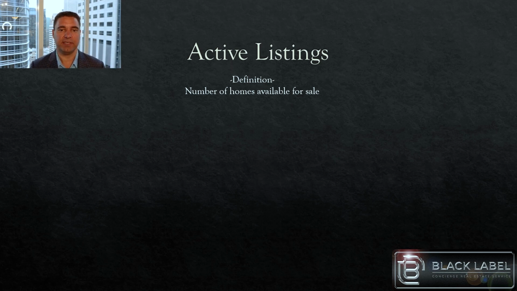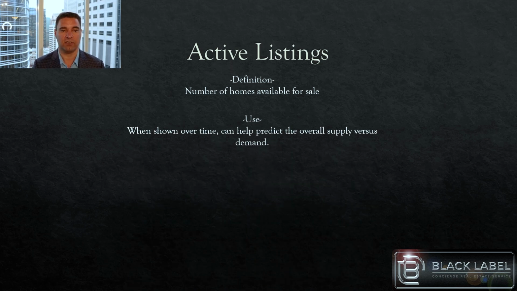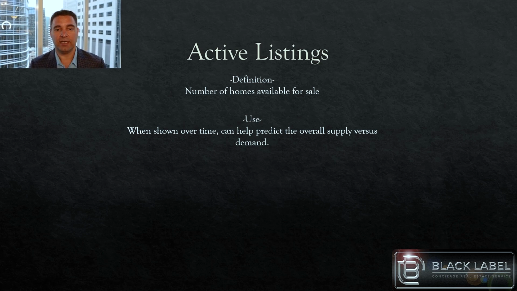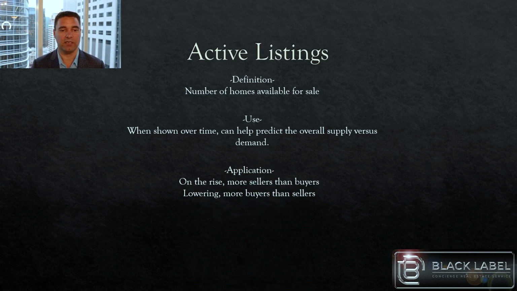Active listings simply means it's the number of homes for sale that you actually can put an offer on. You will sometimes see that something is pending or contingent, and so those would not be included in this. And we're going to go over what those things mean a little bit later. So it helps to show what the overall supply of homes on the market are.